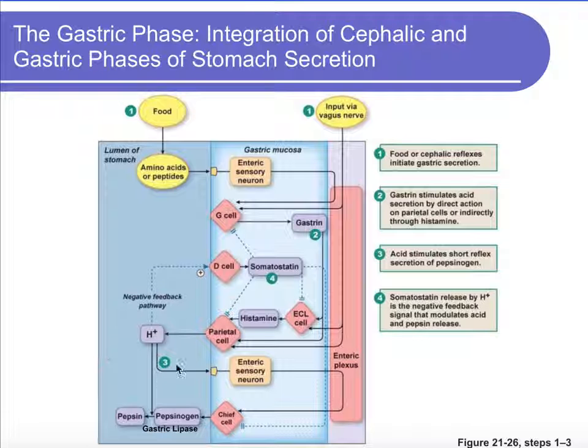So now the acid level in the stomach is going to rise and rise and rise. That's going to stimulate the chief cells. And the chief cells will release pepsinogen, which turns into pepsin, which digests our proteins.